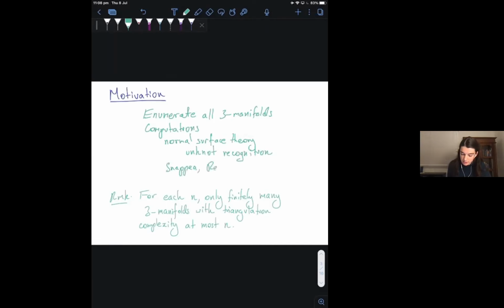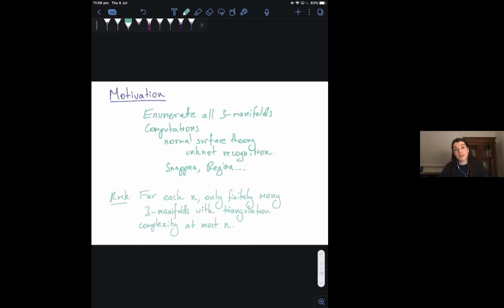And also, more concretely, SnapPy and Regina are some computer programs that you might be familiar with if you like three-manifolds. You can really just chuck a triangulation in and ask, what is this? Tell me about it. What's the hyperbolic volume? Lots of those sorts of questions. So that's nice.